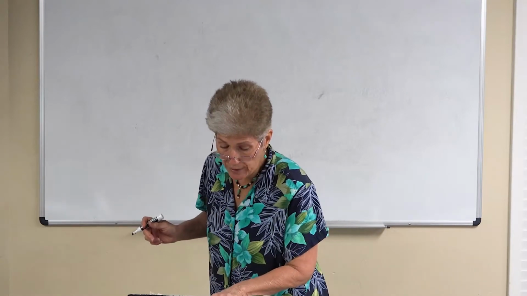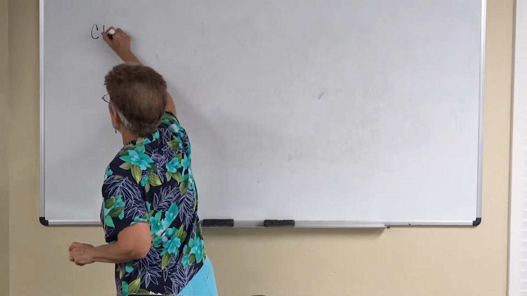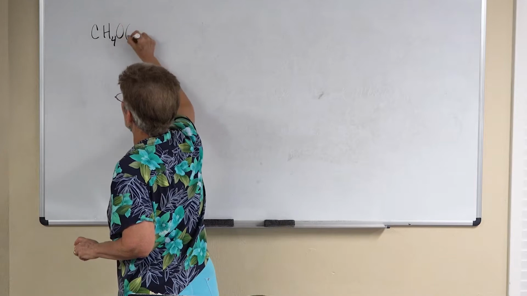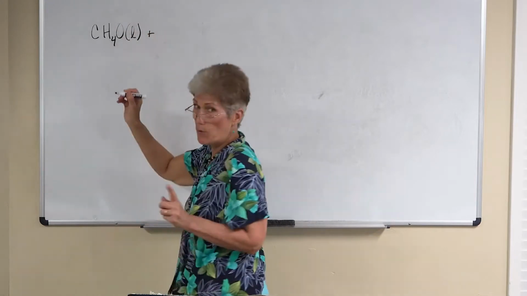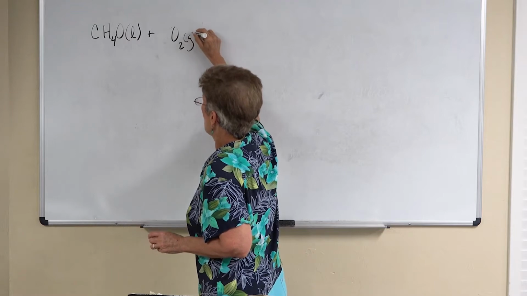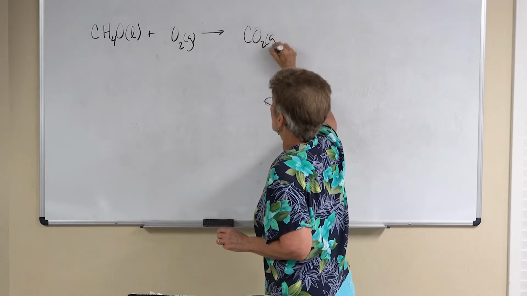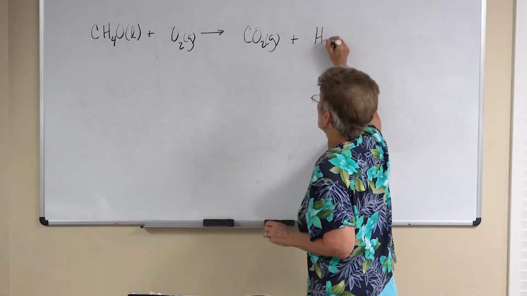Number 3. What is the enthalpy for the complete combustion of CH4O liquid at 25 degrees? Use Hess's law. So we're going to completely combust CH4O liquid. You have memorized how to do a complete combustion reaction. We're going to add oxygen gas. You're going to produce carbon dioxide gas and water vapor.